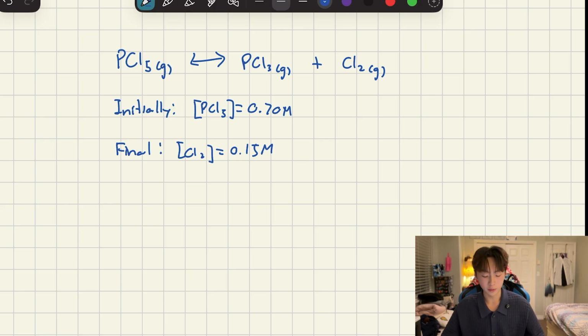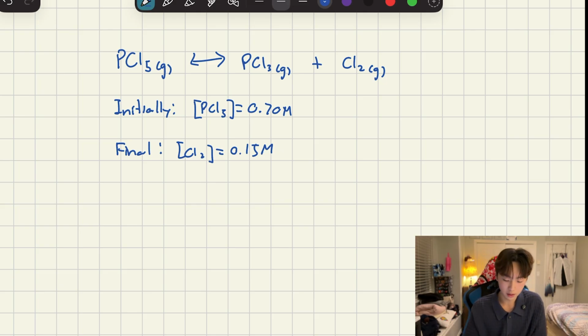Now let's look at this type of question. It tells us that in this equilibrium, there's initially 0.70 molar of PCl5. And that's before equilibrium was established. So that's like, I just put that much PCl5 in a beaker and I let it react. So that's how much there was initially. And then once equilibrium was established, we have 0.15 molar of Cl2. And we're trying to find KEQ.